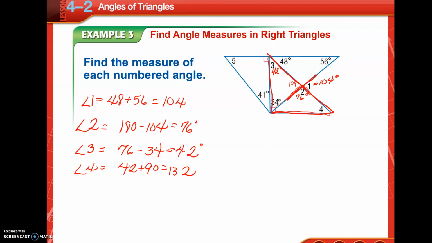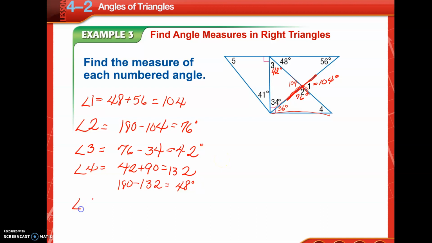And once again, angle 4 could be found many ways. Like I could have found this angle right here by taking 90 minus 34 and found this angle, which would be 56. And then I have 56 and 76. Add those together, subtract it from 180. You should still get, well, we haven't finished this out, sorry. 180 minus 132 is 48. You should still get 48 any way that you do that.